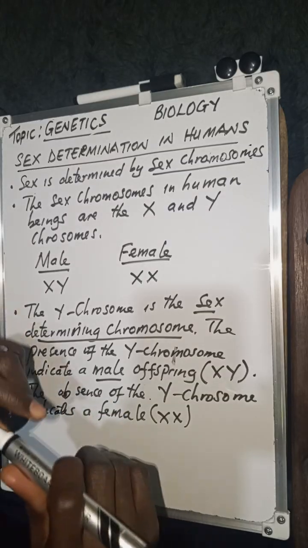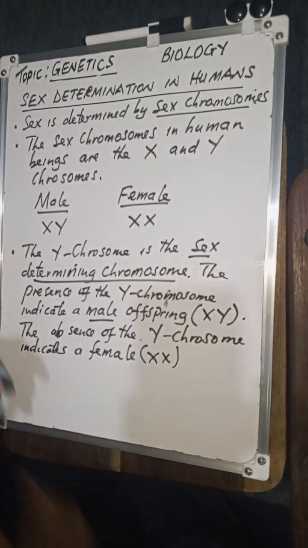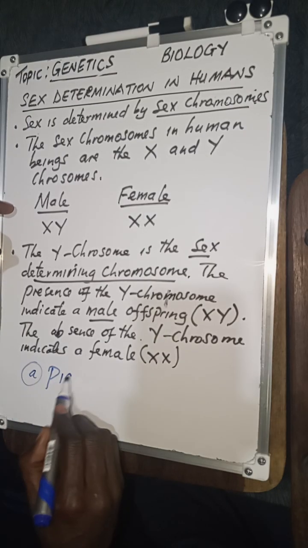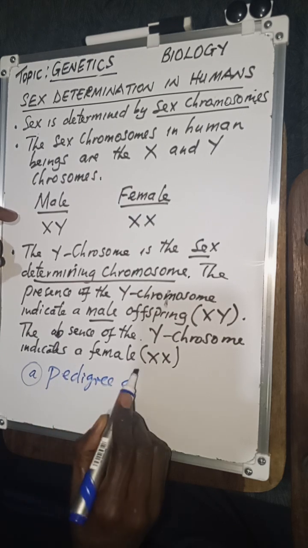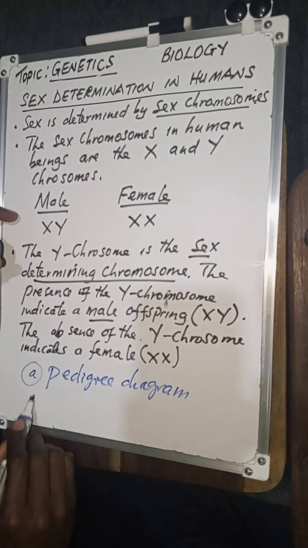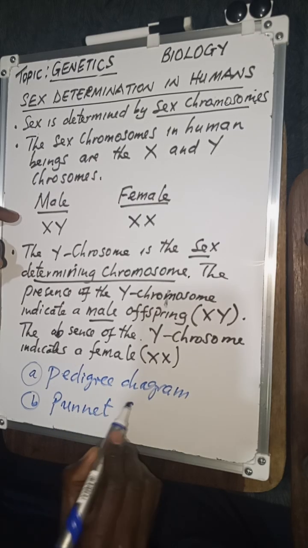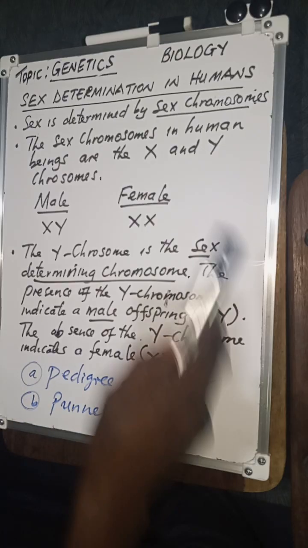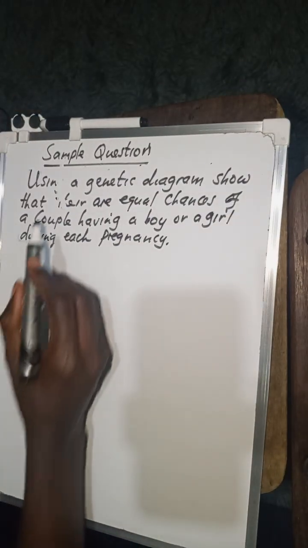Now we can use a pedigree diagram, a full genetic diagram. When it comes to genetic diagrams, oftentimes we are going to be using what we simply call a pedigree diagram. But sometimes in some books you're going to find that they may be using the Punnett square. But of course we are going to focus on that. Let me show you an example to determine the inheritance of sex in humans, then we make a conclusion as well. So I have a question already here.